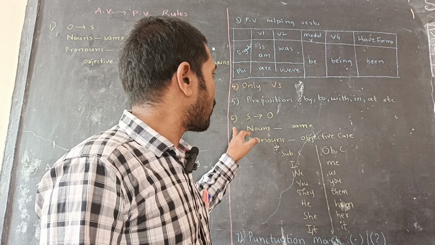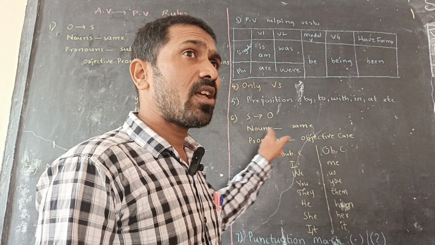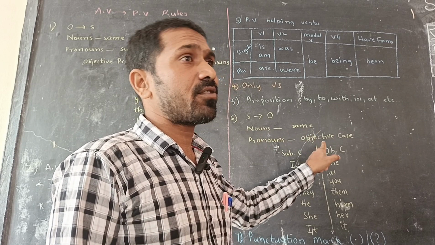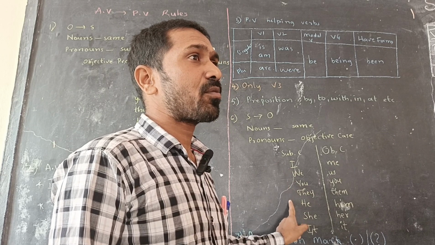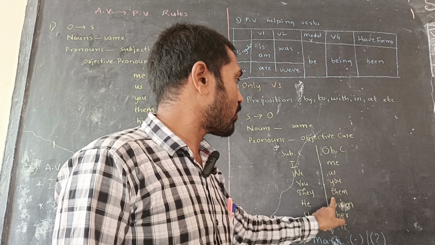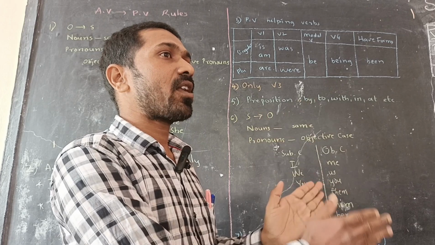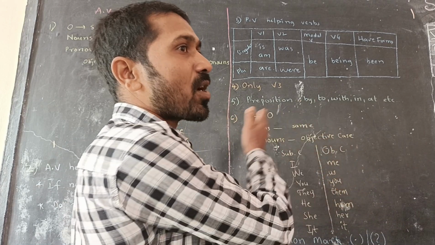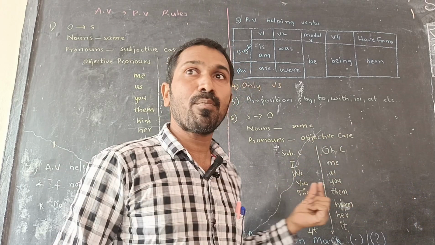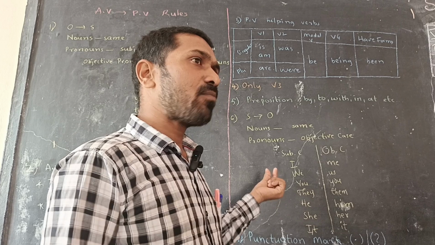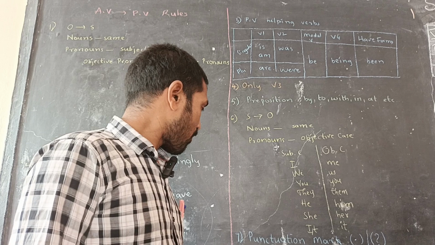Then lastly, sixth rule: the subject should change into object. Again, if nouns are there, keep them the same; if pronouns are there, you have to write the objective case. The subjective case we know: I, we, you, they, he, she, it, these are subjective pronouns. For those, me, us, you, them, him, her, it are objective case pronouns. Where we are writing the subjective case, use the subjective pronouns. Where we are writing the objective case, use the objective pronouns. That is very important in passive voice. And if names are there, you need not worry about them. Simply write the names.